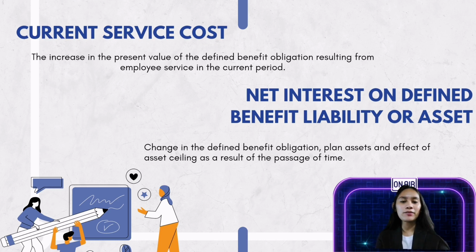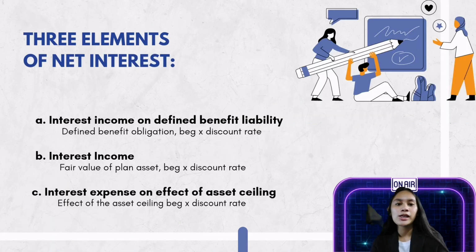Net interest on defined benefit liability or asset. It is the change in the defined benefit obligation, plan assets, and effect of asset ceiling as a result of the passage of time. So, there are three elements of net interest. First, interest income on defined benefit liability. To get this, you have to multiply the defined benefit obligation beginning to discount rate.